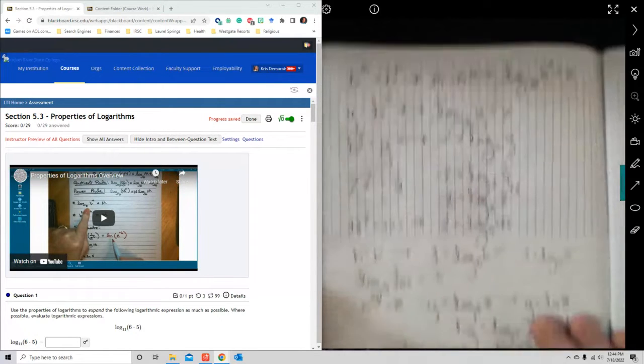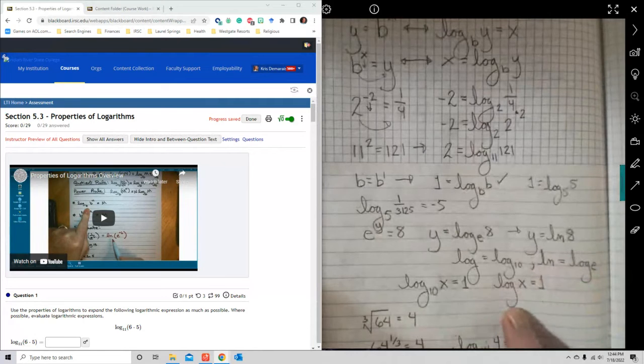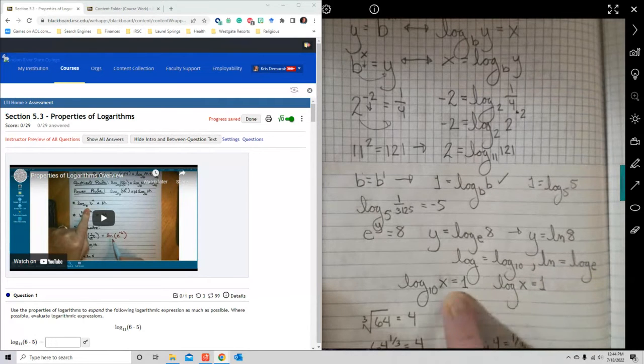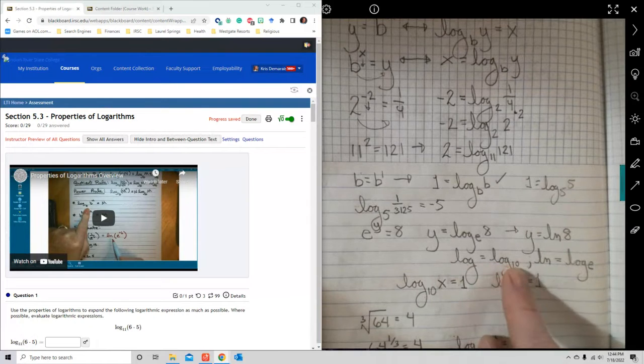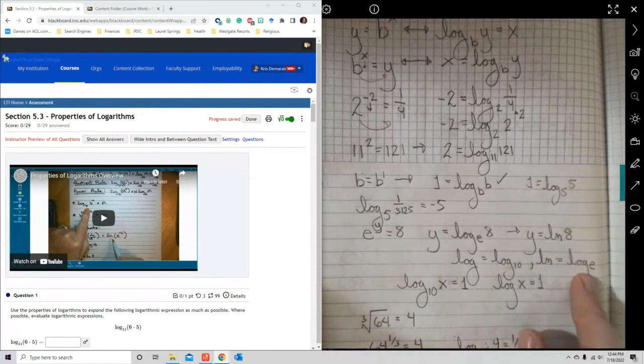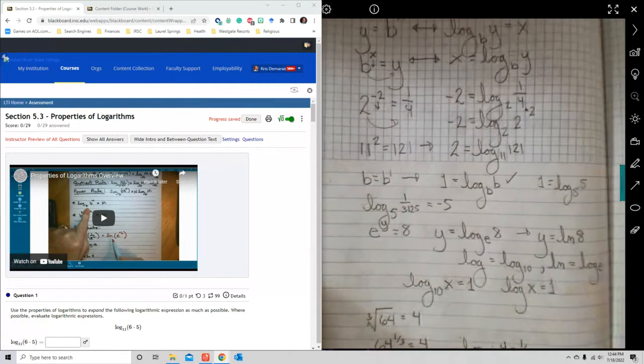Now, there's a lot of different types of properties that we look at. For example, log base 10 right here. Log is understood to be log base 10. ln is log base e. So again, those are properties.